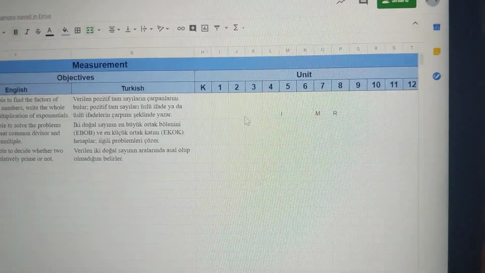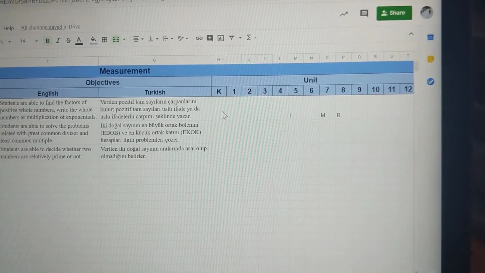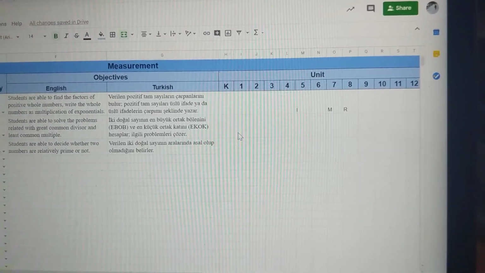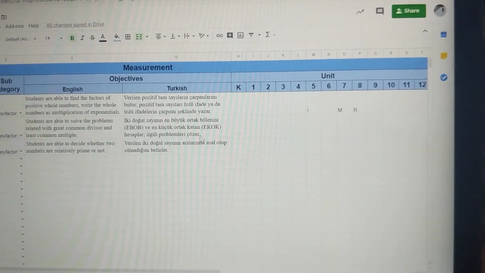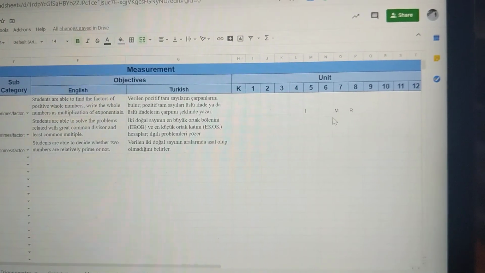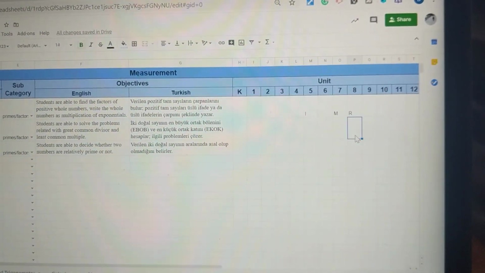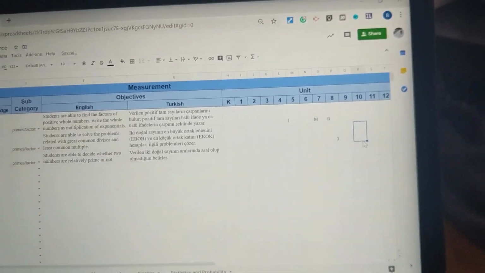I was thinking about doing this in two different ways. One is indicating here which unit this objective is being taught. So if this is grade 8, that's MYP, so I would do maybe over here, this would be in unit 3, for example. And I can sort by that.